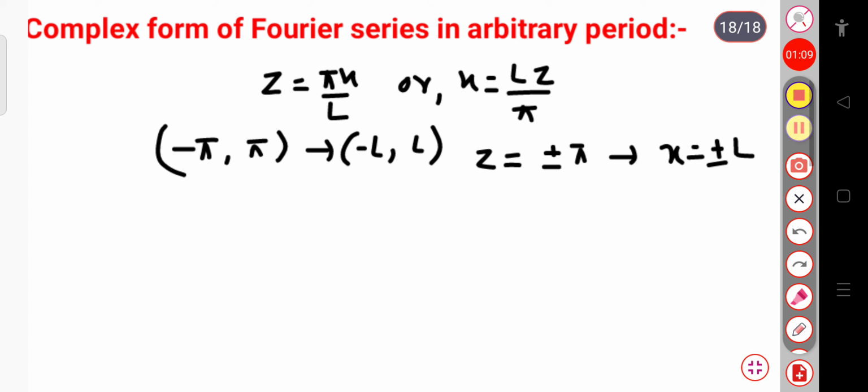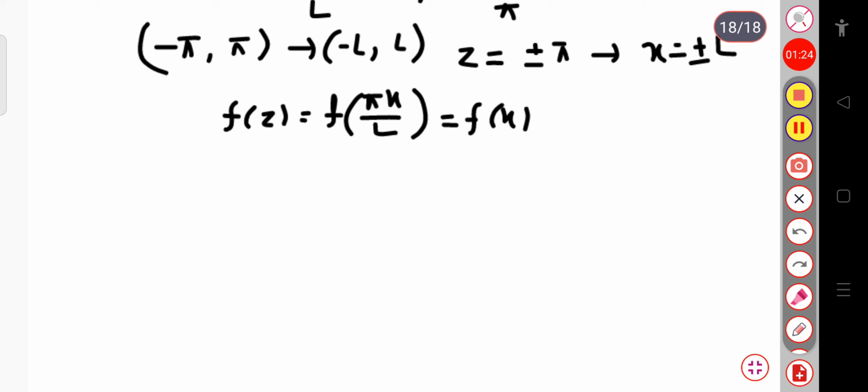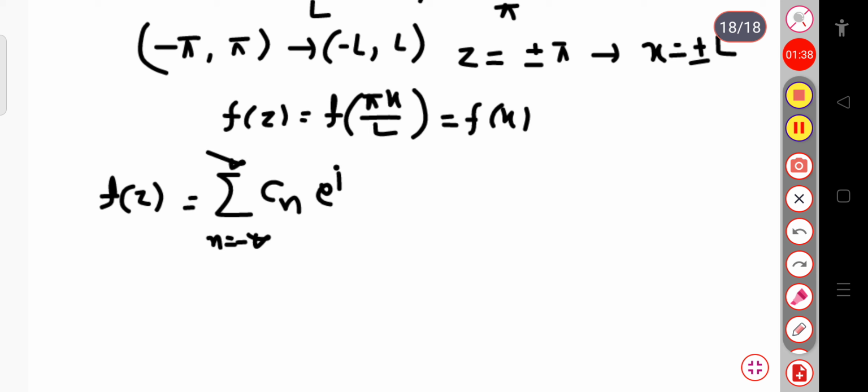Also, since z equals pi x by L, we can write f of z equals f of pi x by L. Since pi by L is a constant, we can simply write it as f of x. Now let us write the expression for the complex form. This series can be written as the sum over n from minus infinity to plus infinity of the Fourier coefficient Cn times exponential i n z. This is in terms of the complex series.